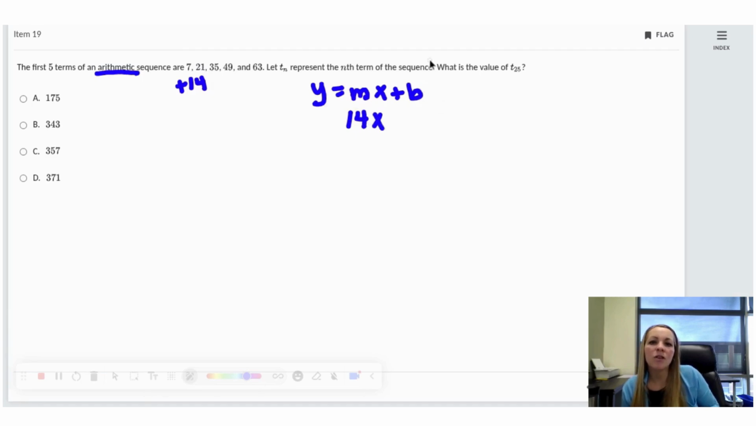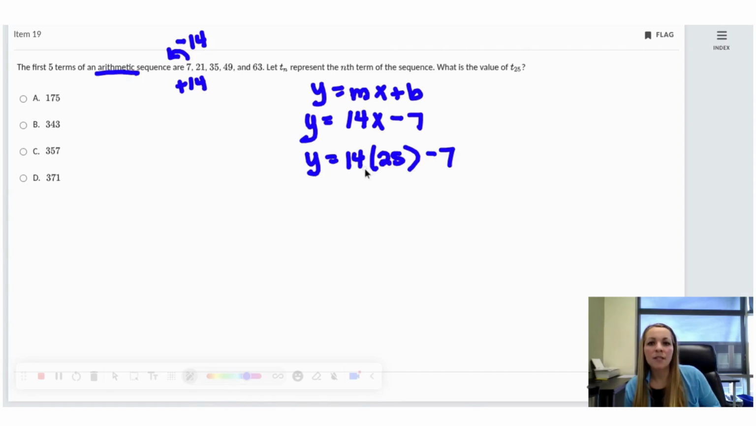Now, the b value is the y-intercept. And so what we're going to do is come back 14. So I'm going to subtract 14 because this is the first term. And 7 minus 14 is negative 7. Now, I'm going to plug 25 in for x to figure out what term that is. So y equals 14 times 25 minus 7. 14 times 25 is 350, minus 7. So 350 minus 7 is 343, which matches answer choice B.